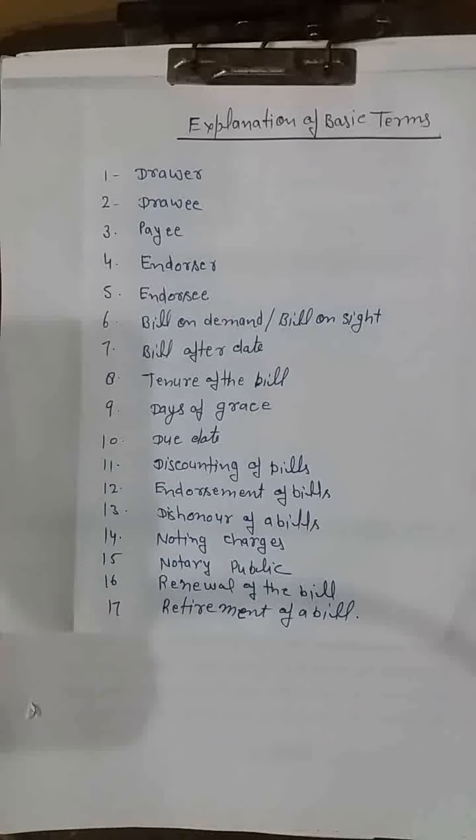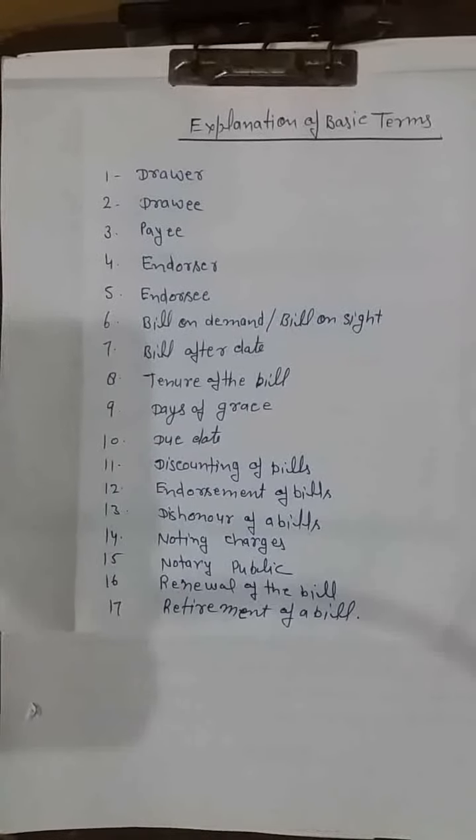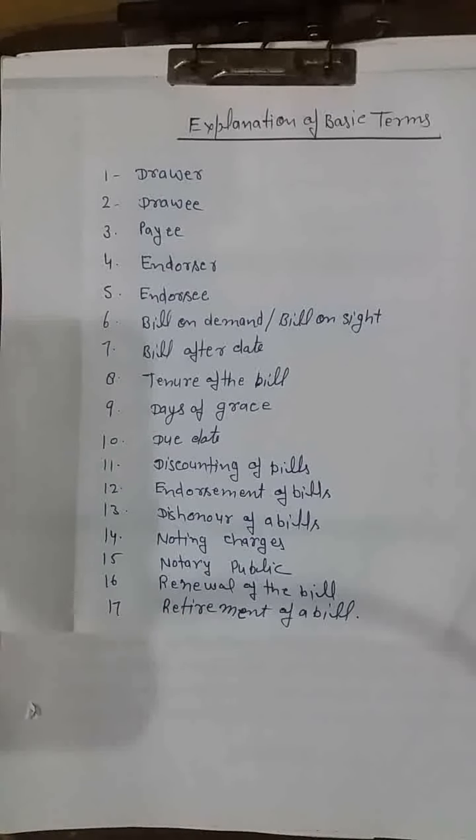Next, tenure of the bill. The period intervening between the date on which a bill is drawn and that on which it becomes due is called term, usance, tenor or tenure of the bill. For example, 2 or 3 months. A bill of exchange can be of any duration, usually not exceeding 90 days from the date of the bill.